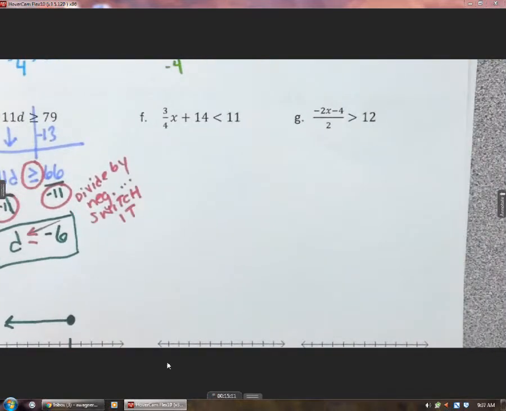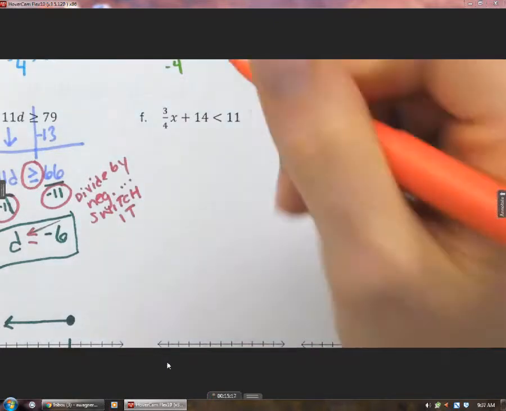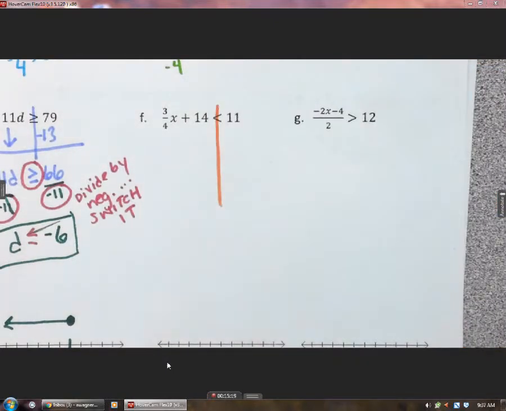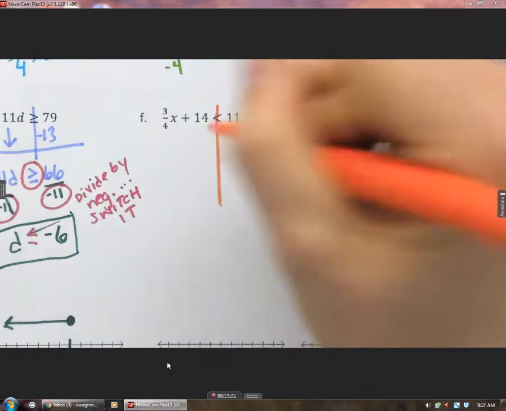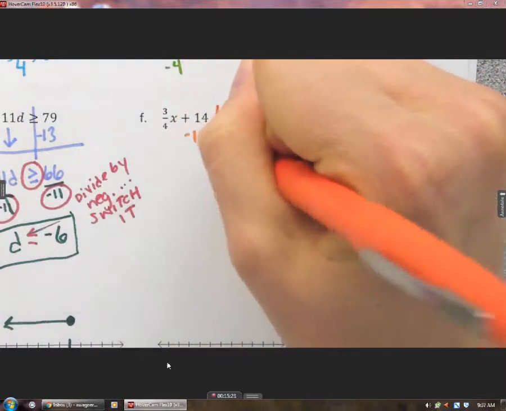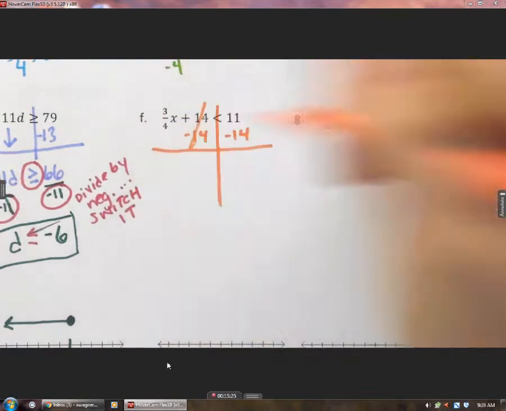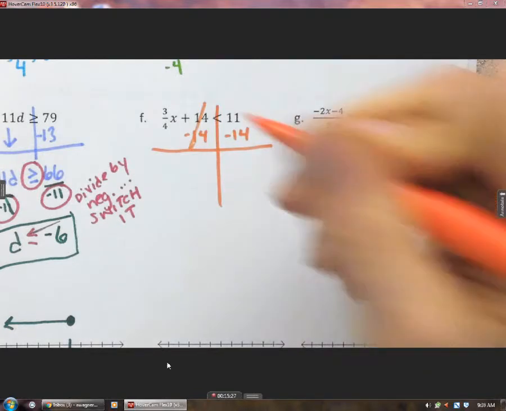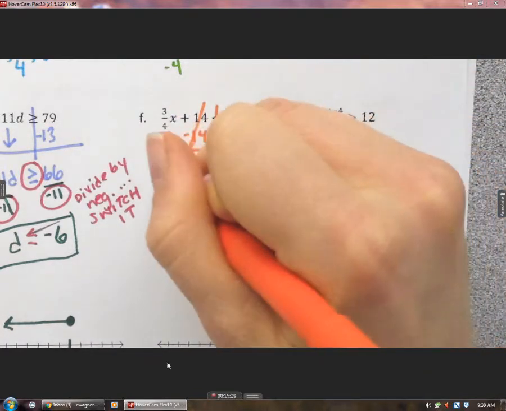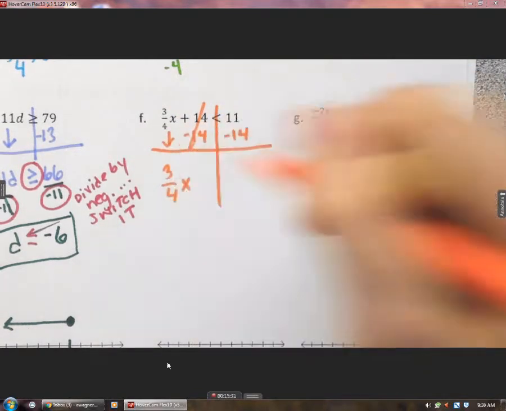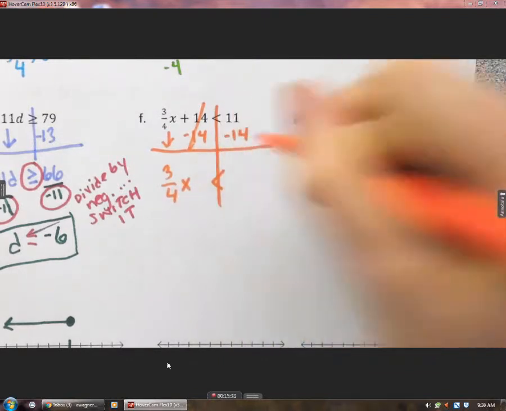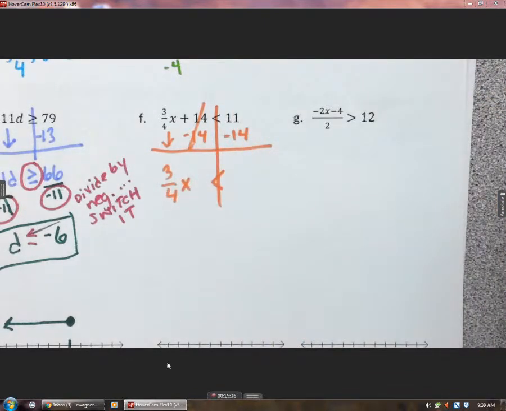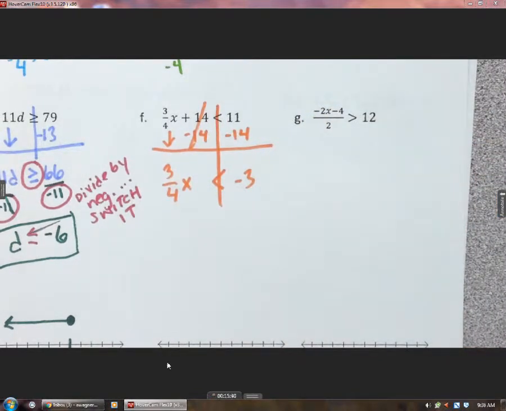Okay, 2 more. I'd have you try these on your own, but they're tricky fraction ones. I want to make sure we do these together. Line down the inequality. What do I do first? Minus 14. I like it. So I'll bring this down, and I'll have 3/4 x is less than 11 minus 14. -3. How do you get x by itself?